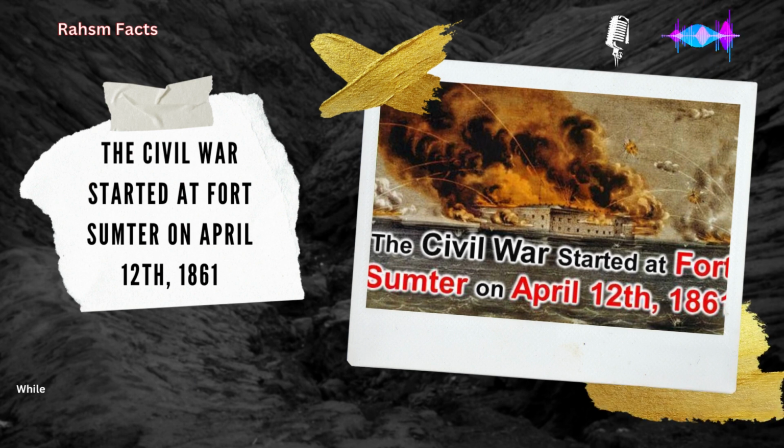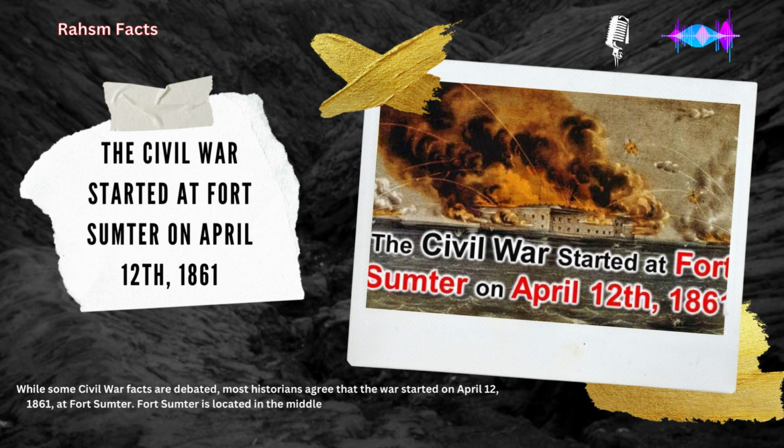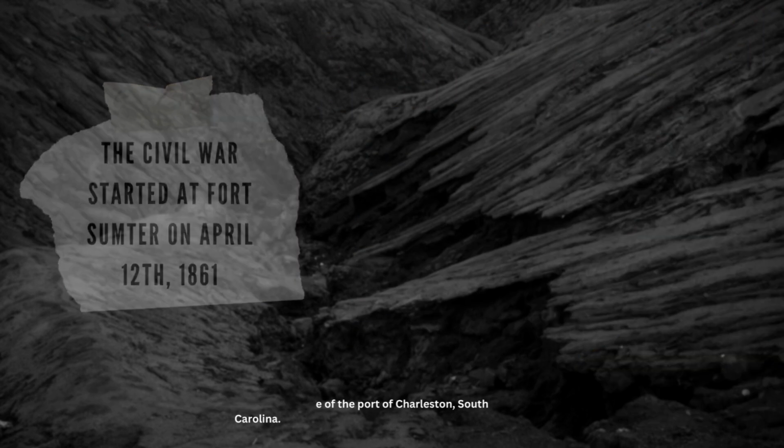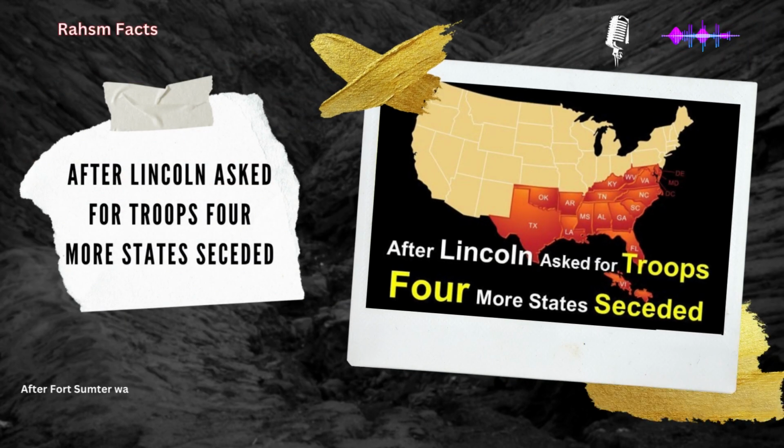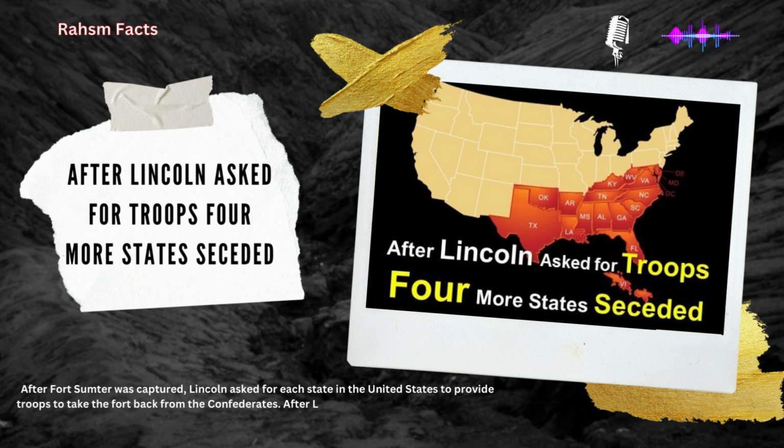While some Civil War facts are debated, most historians agree that the war started on April 12, 1861, at Fort Sumter. Fort Sumter is located in the middle of the port of Charleston, South Carolina. After Fort Sumter was captured, Lincoln asked for each state in the United States to provide troops to take the fort back from the Confederates. After Lincoln made his request, 4 more states joined the Confederacy.